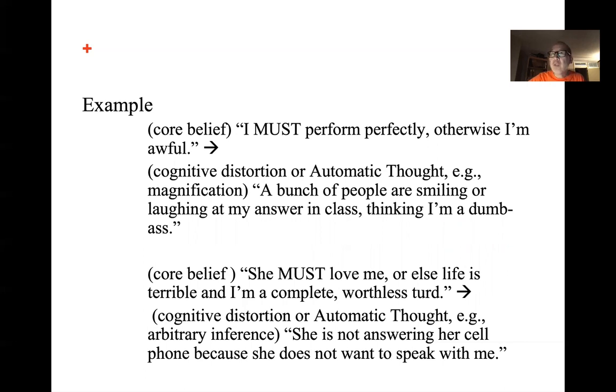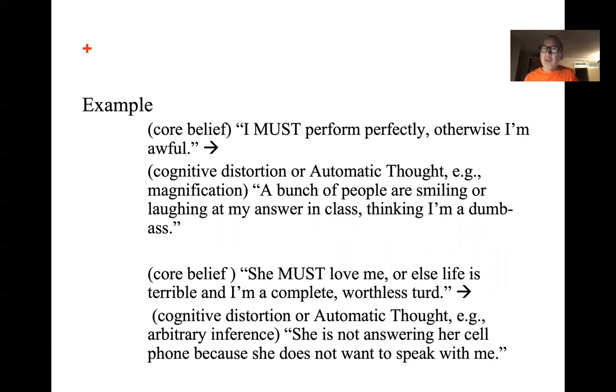Okay, he would certainly work with the automatic stuff, but his primary emphasis was on the core belief, that core philosophy that I must perform perfectly or I must be accepted. Yeah, and he thought that it was more on target and more critical and helpful to the client if you focused more on the underlying philosophy than if you focused on the automatic thought.